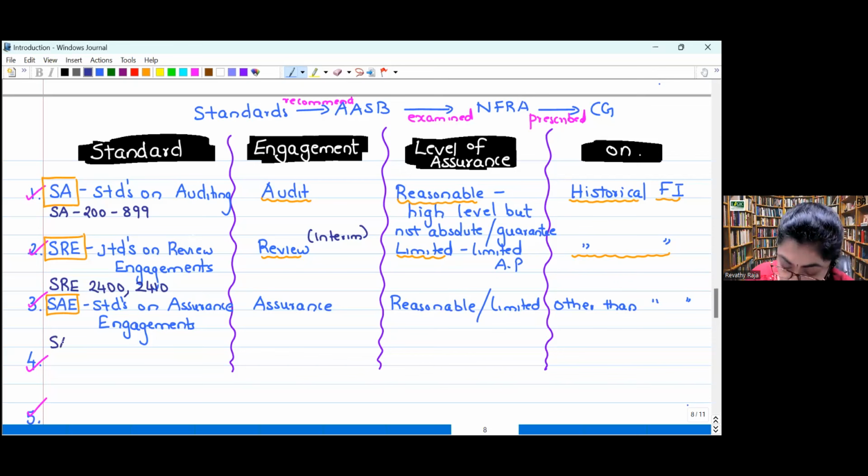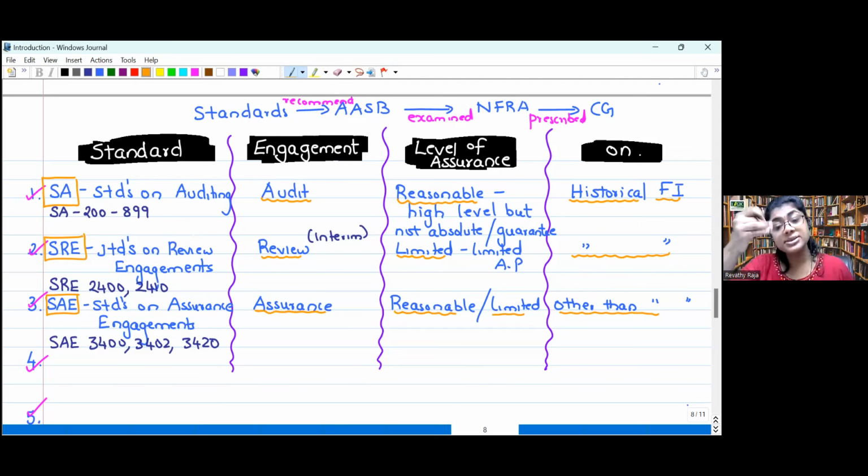Here we have SAE 3400, 3402, 3420. So, on other than historical financial information, to give any assurance while doing assurance work, you use SAE. Again, this is a separate chapter in our material, these three standards. If this is clear, say four.